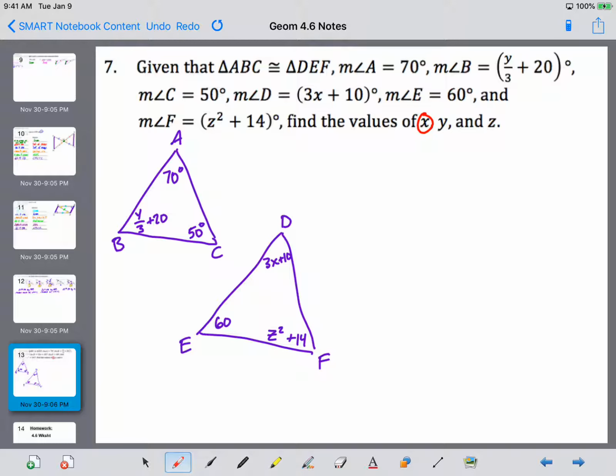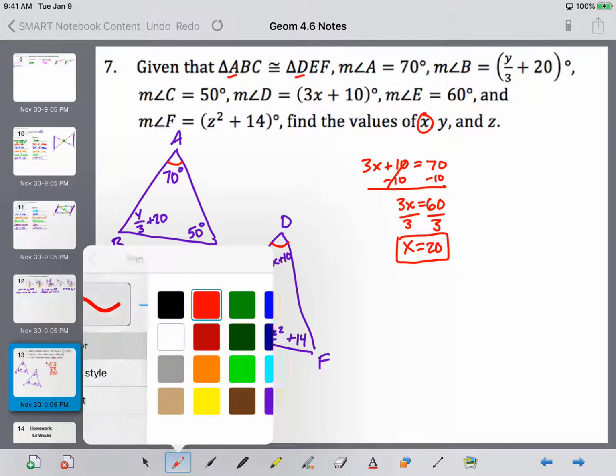Let's start with x. So I'm going to use the fact that I know angle A matches with angle D. That's the first two letters in our congruent statements. So that's going to be 3x plus 10 is equal to 70. And then we can just use algebra here to solve. So 3x is going to equal 60. When we divide that by 3, we get x equals 20. All right, we're a third of the way there.